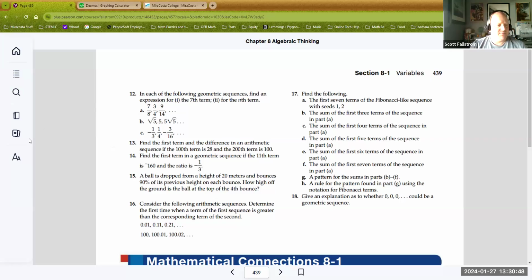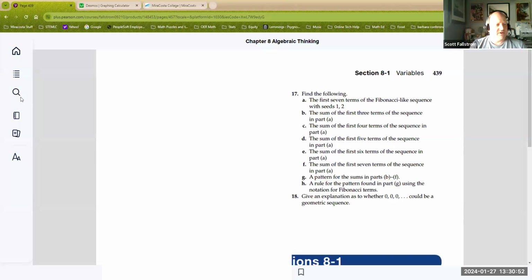I'm going to get a little bit of white space here and hopefully get this one handled pretty nicely. So when we start looking at terms in a sequence, here's the terms: first, second, third, fourth, fifth, sixth, and seventh. Now it says the seeds are 1 and 2. So there's the 1 and the 2.